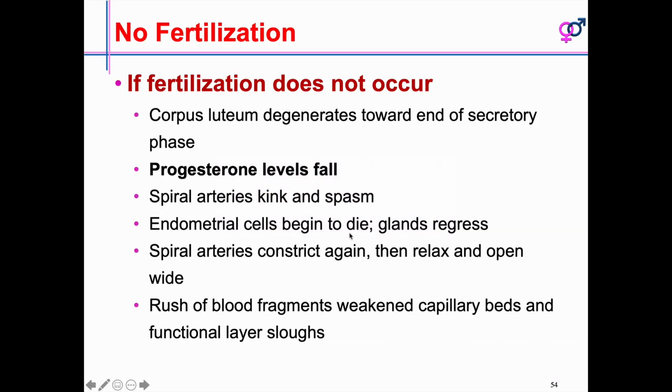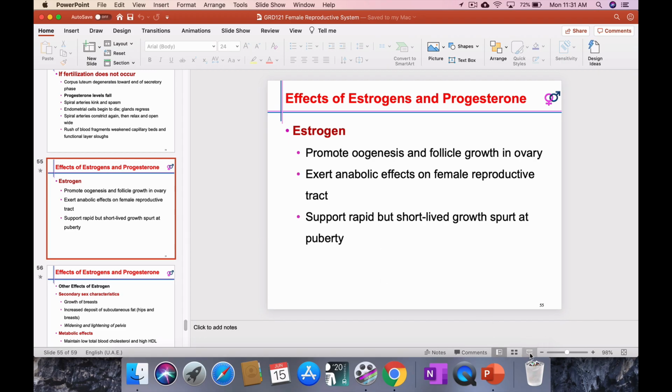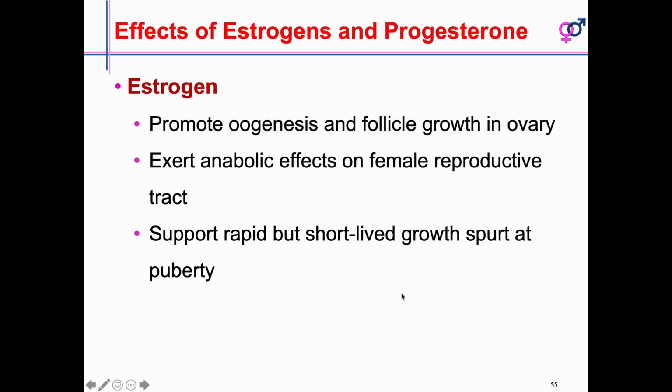Okay, so coming to the functions of estrogen. Estrogen plays a main role in production of the oocyte. That is, oogenesis means formation of the ovum cell. Okay, and also the follicle growth on the outer layer of the ovary. It exerts an anabolic effect on the female reproductive tract, and it supports the rapid but short-lived growth spurt at puberty.